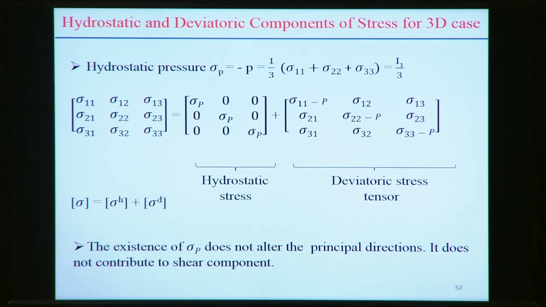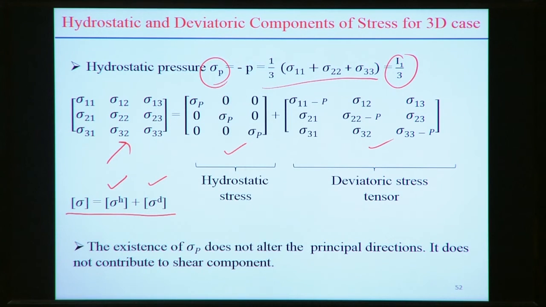Similarly, in the case of a three-dimensional state, we can decompose the general stress state into two components, one is the hydrostatic stress, another is the deviatoric stress component. The hydrostatic component is sometimes called pressure. That is simply the average of the three normal stresses, which is equal to 1/3 of the first stress invariant. Now the stress sigma consists of the hydrostatic part and the deviatoric stress component.